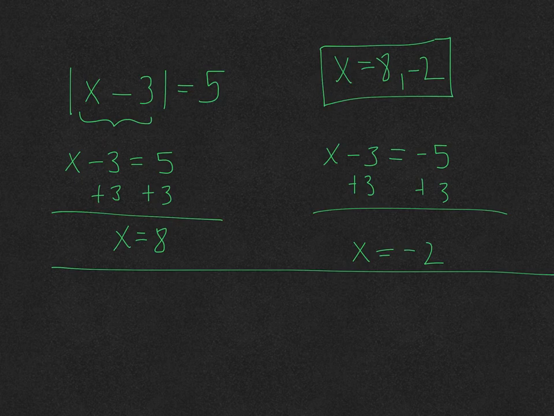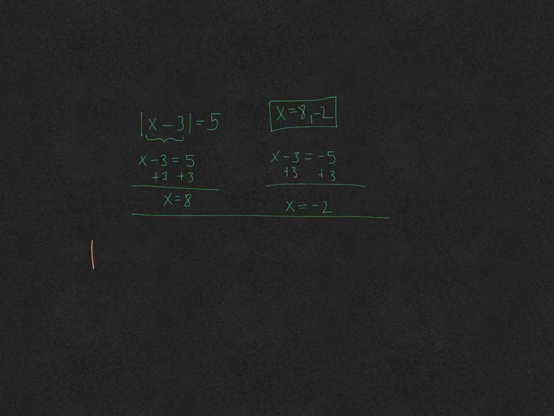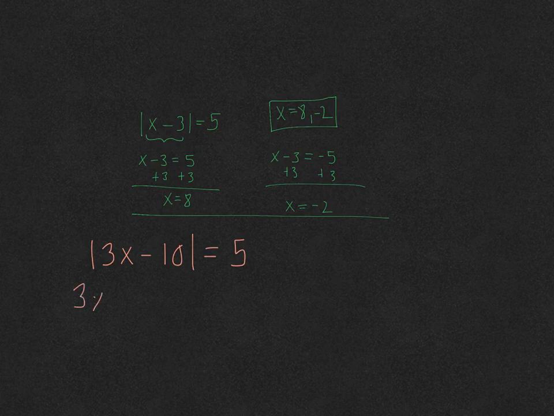All right, one more. Let's try here. The absolute value of 3x minus 10 is equal to 5. And I want to find this absolute value, so I set up my two equations. I have the 3x minus 10 can be positive 5, or 3x minus 10 can equal negative 5.